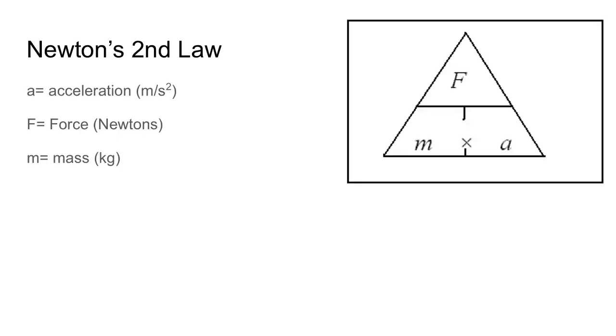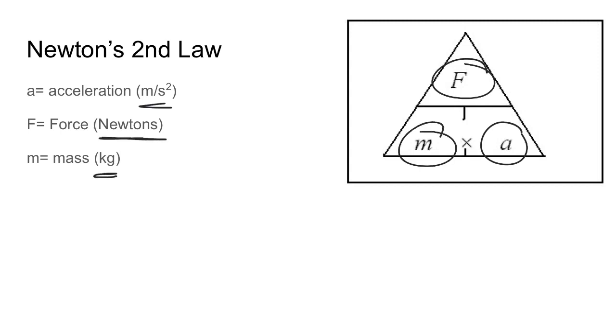And so as we look at Newton's second law, I have the equation triangle here that we're going to use to get our equations for Newton's second law. And you can see that acceleration is on here, measured in meters per second squared. And it's really important that we know what these units are for these different variables. And we saw that force is here, and it's measured in newtons. And I can see that mass is measured in kilograms.